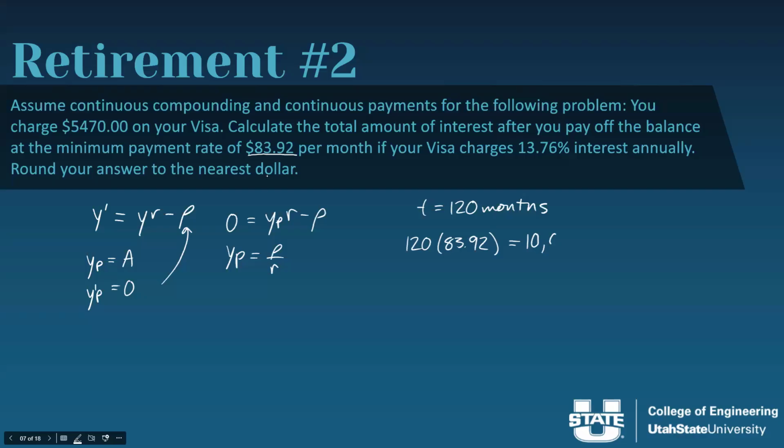10,075? Okay, so that's how much we paid total. This was how much our loan was. So everything that wasn't our loan is interest. So we can subtract our loan amount, and that'll be how much we paid in interest, which is not a great amount, if I recall correctly. A lot of interest.